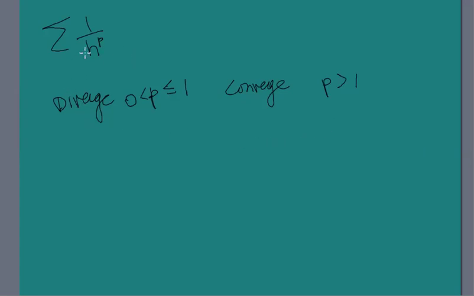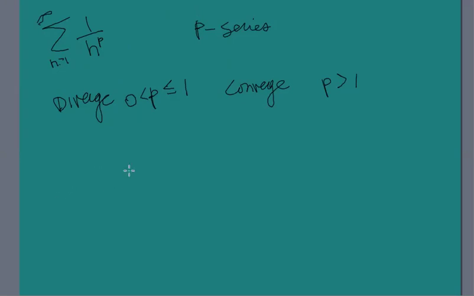As a general rule, whenever we see this form, called a p-series, we can make this assumption. We don't have to go through the integral test anymore, if we can identify it as a p-series.